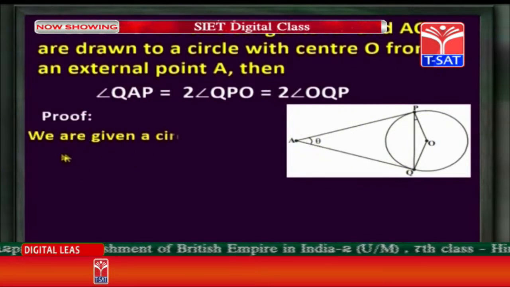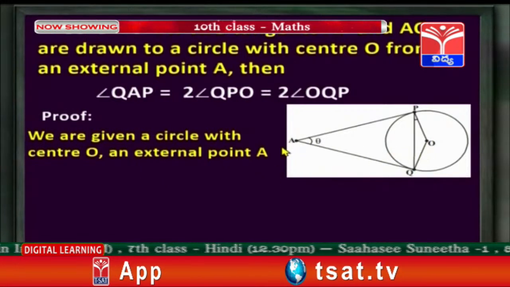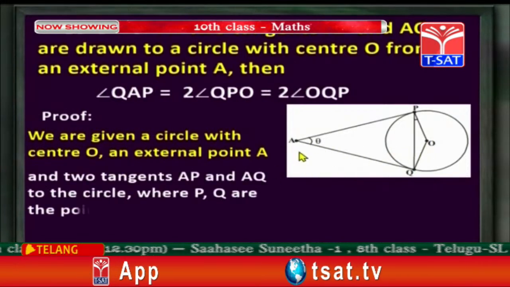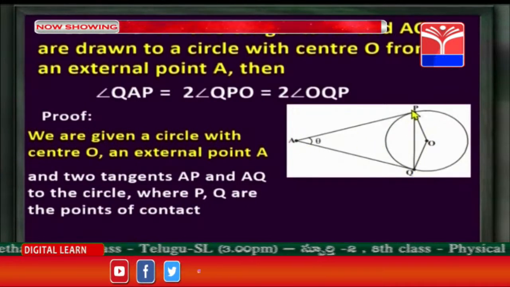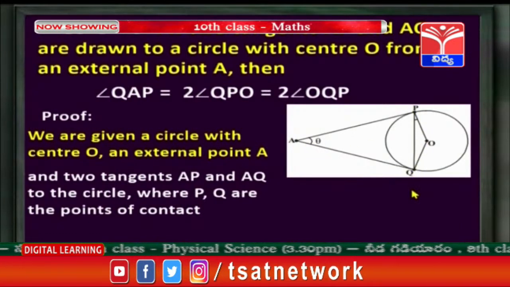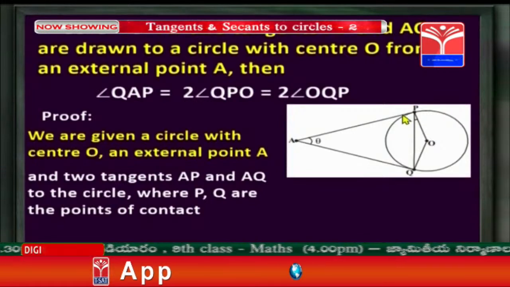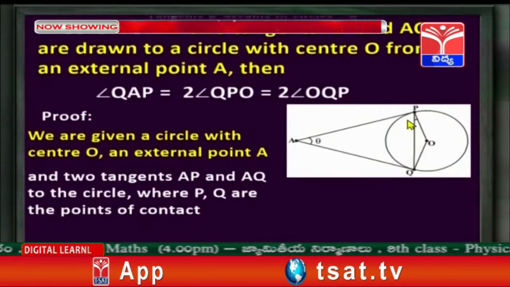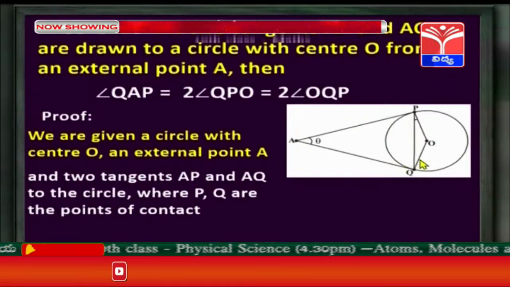Let us prove this. We are given a circle with center O, an external point A, and two tangents AP and AQ to the circle where P and Q are the points of contact. So, P and Q are both points of contact, and we know that at the point of contact, the angle with the radius is 90 degrees. So, this angle will be 90 degrees, and at Q also the angle with the radius is 90 degrees.